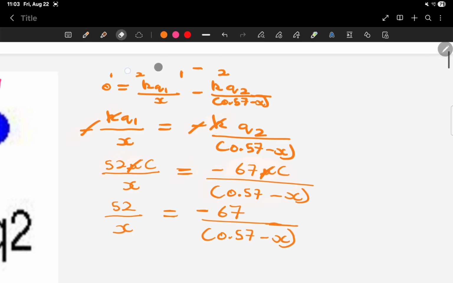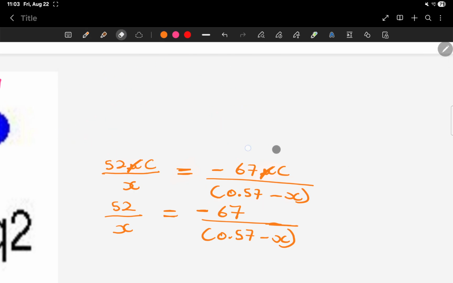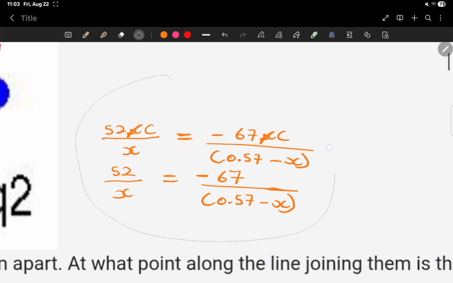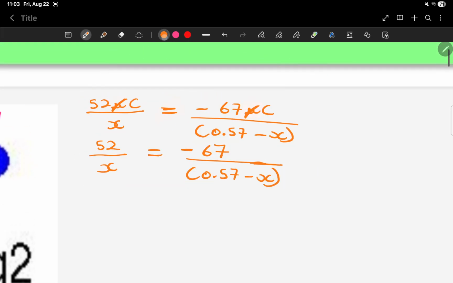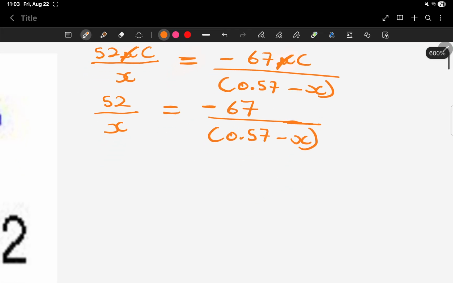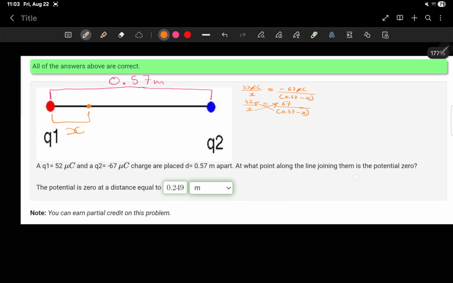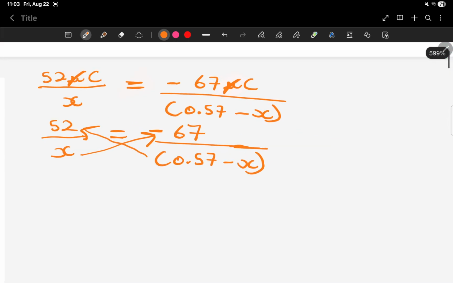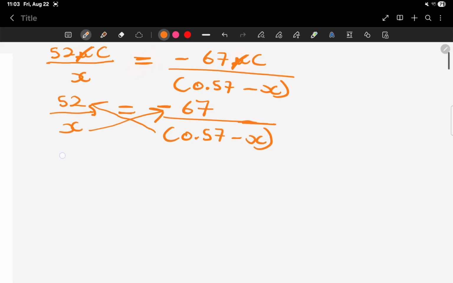Now I have to do some erasing to make more space. Now I rearrange the equation. I do a cross multiplication and I isolate for x, and then x should give me that value. So it's going to be 52 times 0.57, which is going to give me 29.64 minus 52 times x, because I'm distributing, which is equal to negative 67x.